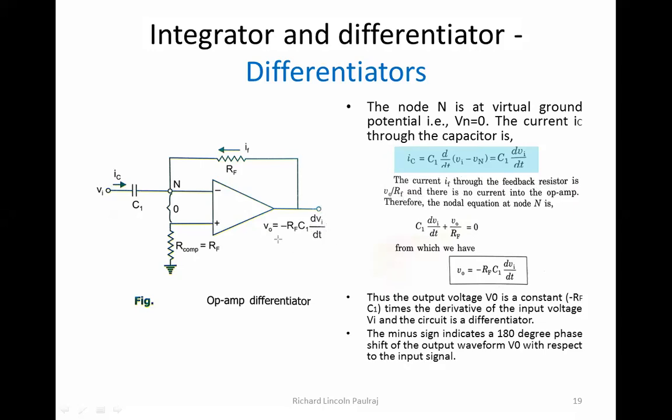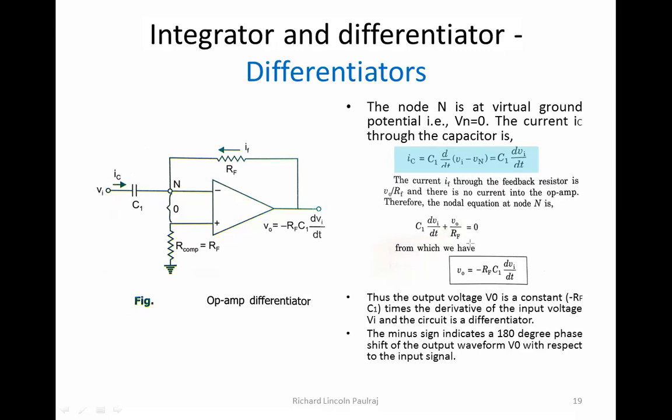Now, how are we getting this V naught? We will just see here. V naught by RF, and there is no current into the op-amp. Therefore, the nodal equation at node N: there is no current here, right? Because it has high input impedance. So it becomes C1 dVi by dt plus V naught by RF. Since there is no current, you know Kirchhoff's current law, so you add them up and it should give you 0.